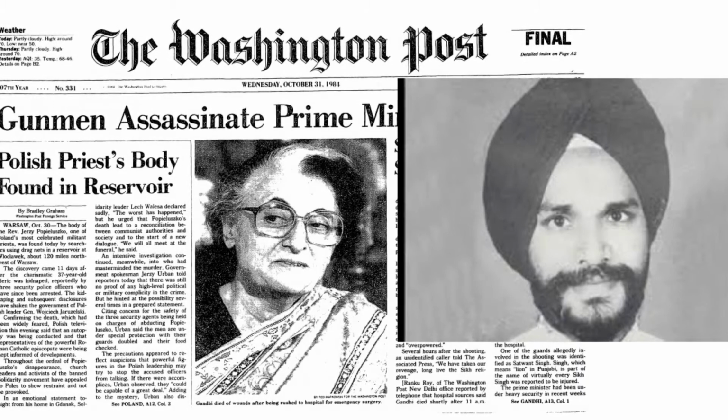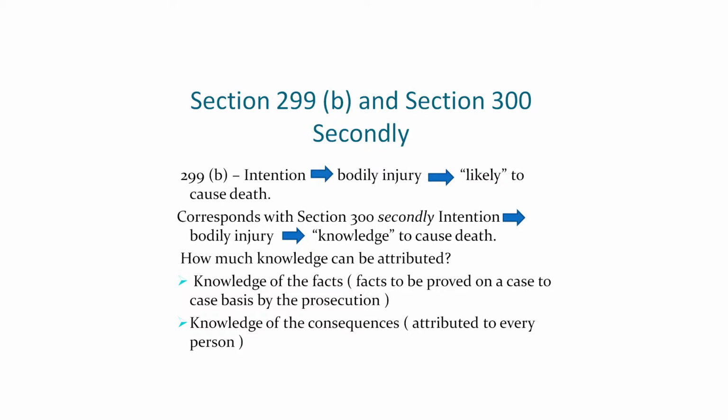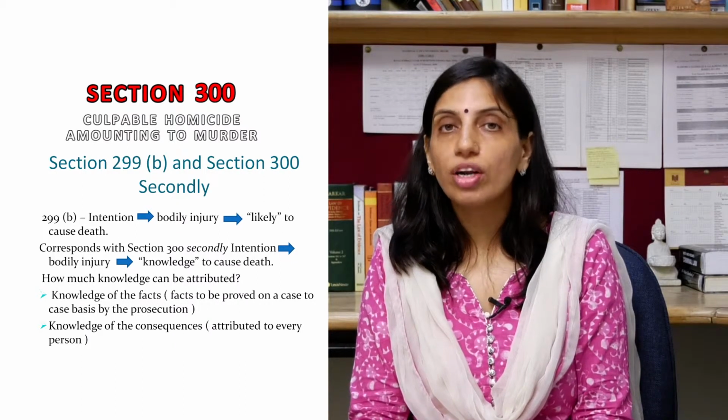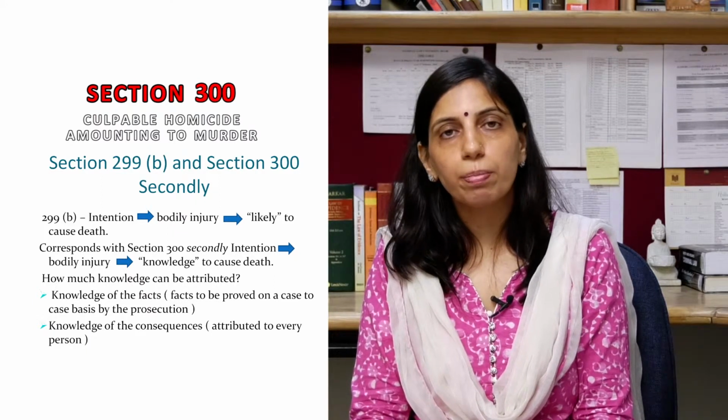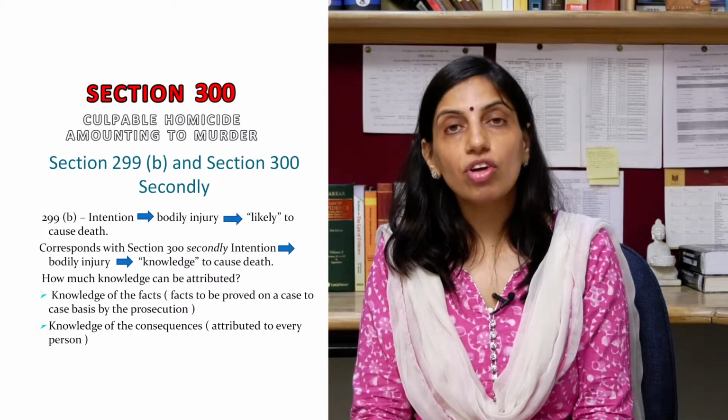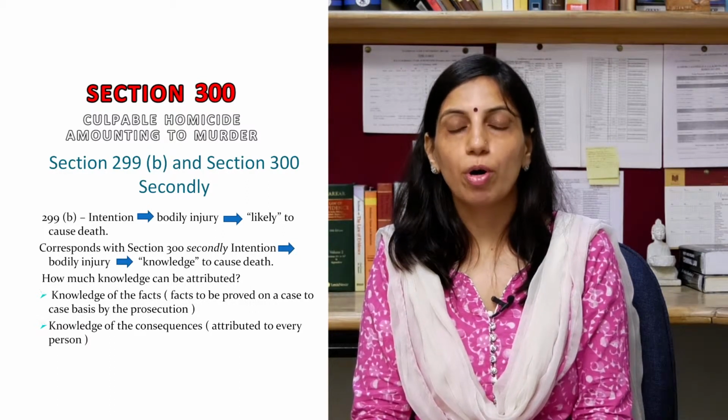Now come to 299B and 300 secondly. Let's see what the section says. 299B says intention to cause such bodily injury as is likely to cause death. It corresponds with section 300 secondly because it says intention of causing such bodily injury as the offender knows to be likely to cause the death of the person to whom the harm is caused. I am harping on the words offender knows. So there is a knowledge of the offender. The second, 299B and 300 secondly, is about knowledge. So these both correspond. 300 secondly says the offender knows that the bodily injury intended.